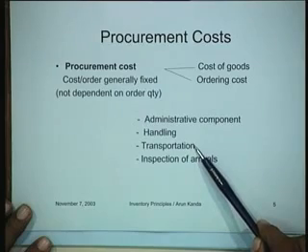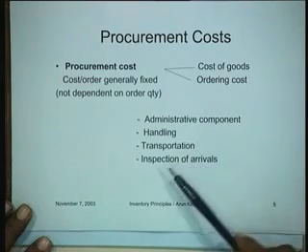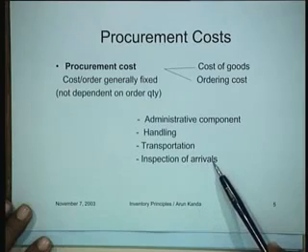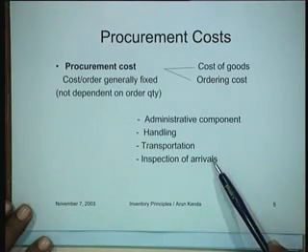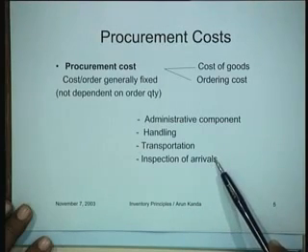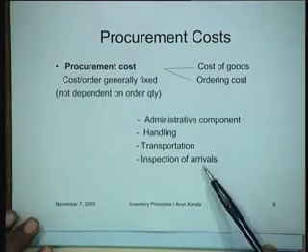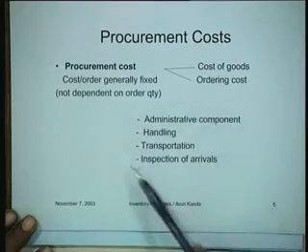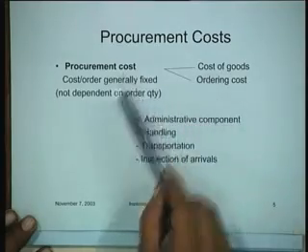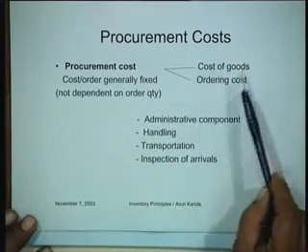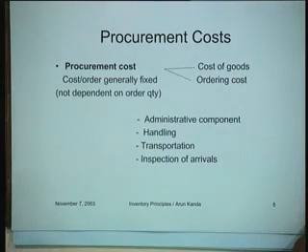Then there is a cost of transportation, and then there is typically the cost of inspection of arrivals. Once the items are received within your premises, you inspect them to find out the nature of the arrivals. Are they okay, good, bad, how many breakages have taken place and so on. These types of costs are involved here. So all these costs go into the ordering cost component of the procurement cost, and the cost of goods is basically what you pay to the vendor as the cost of the goods.